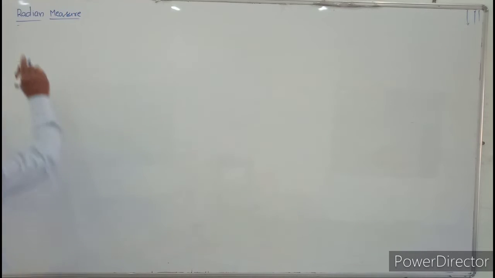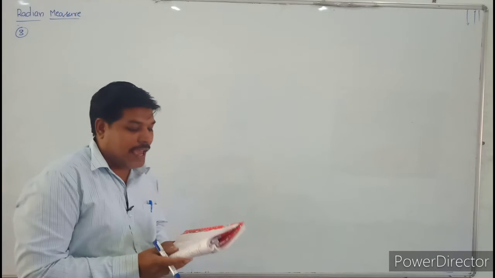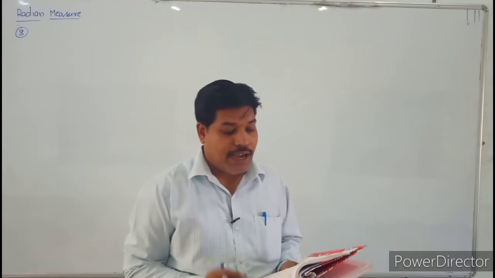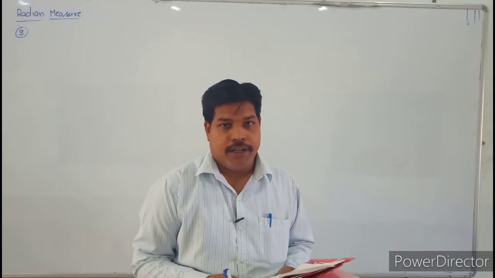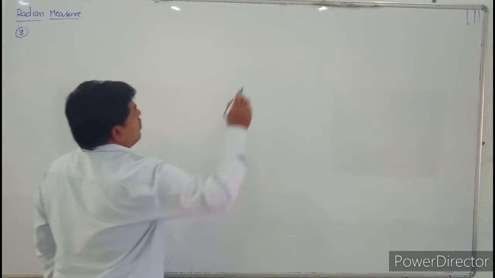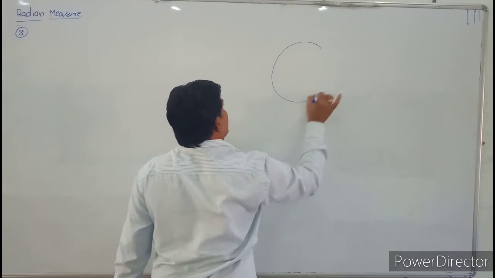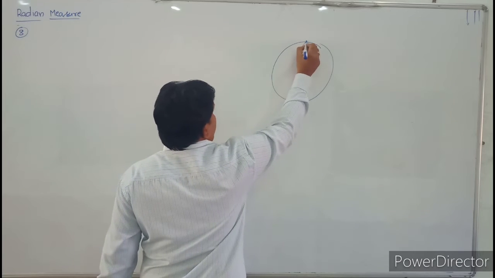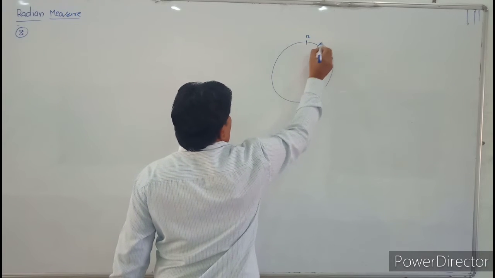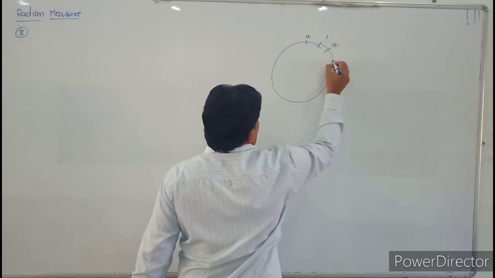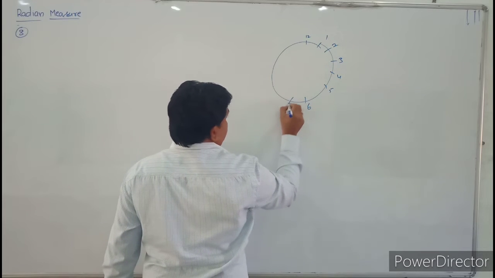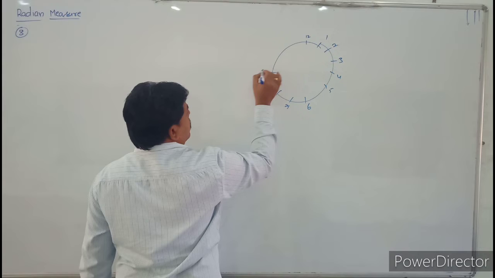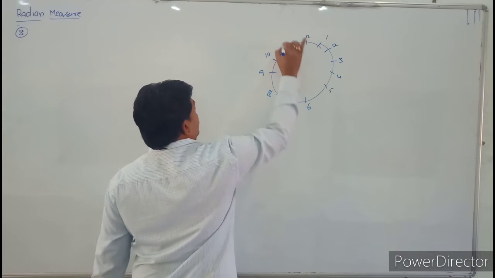See the question number 8. The angle between minute hand and hour hand. See that one, students. Here, what is the meaning of that? If you take a clock, that is nothing but the 12 and 1 and 2 and 3, 4, 5, 6, 7, 8, 9, 10 and 11.